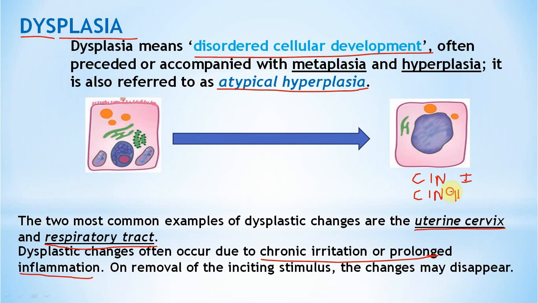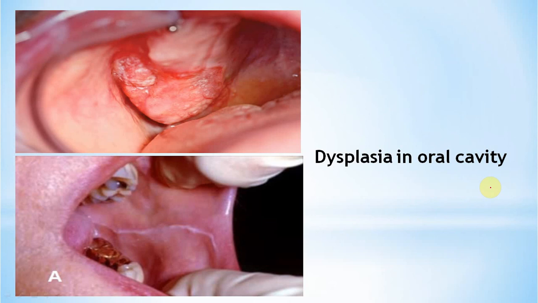CIN 1 is mild dysplasia in which less than 1/3 of the epithelium is involved. In CIN 2, which is moderate dysplasia, there is 1/3 to 2/3 involvement of the epithelium. In case of CIN 3, which is severe dysplasia, full thickness of the epithelium is involved and it is equivalent to that of carcinoma in situ.